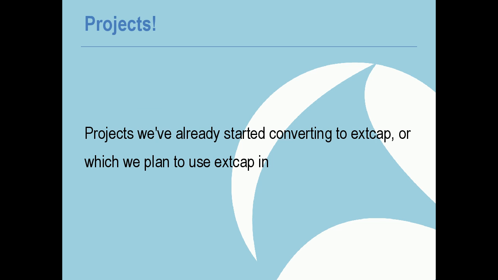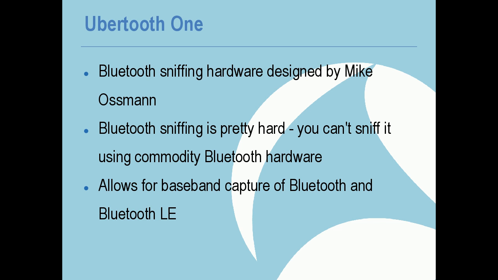Then we were coming up with things we've already converted to Extcap, started converting to Extcap, or which we think would be able to use Extcap to good advantage. Okay, so can I have the Ubertooth? First piece of hardware, Ubertooth 1. This is an open source Bluetooth sniffing platform, open source software and open source hardware, designed by Mike Ossmann. He was here last year and gave a talk on something else.